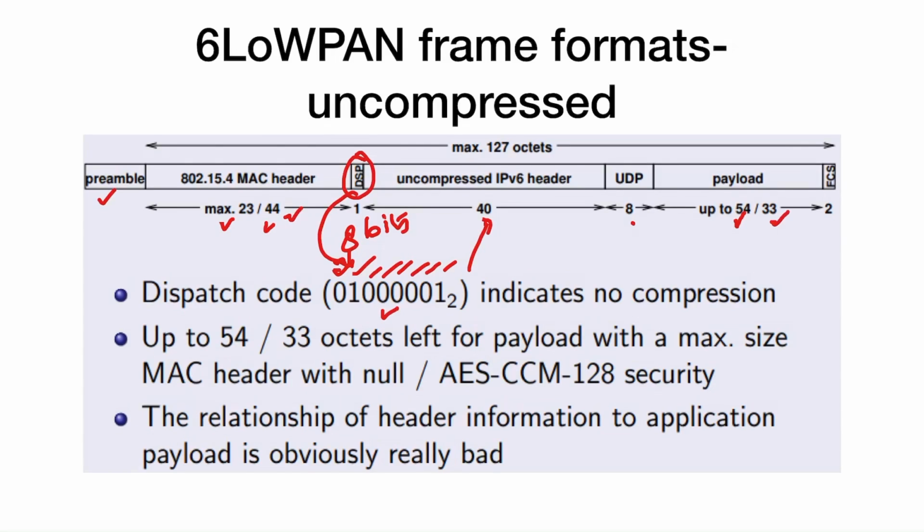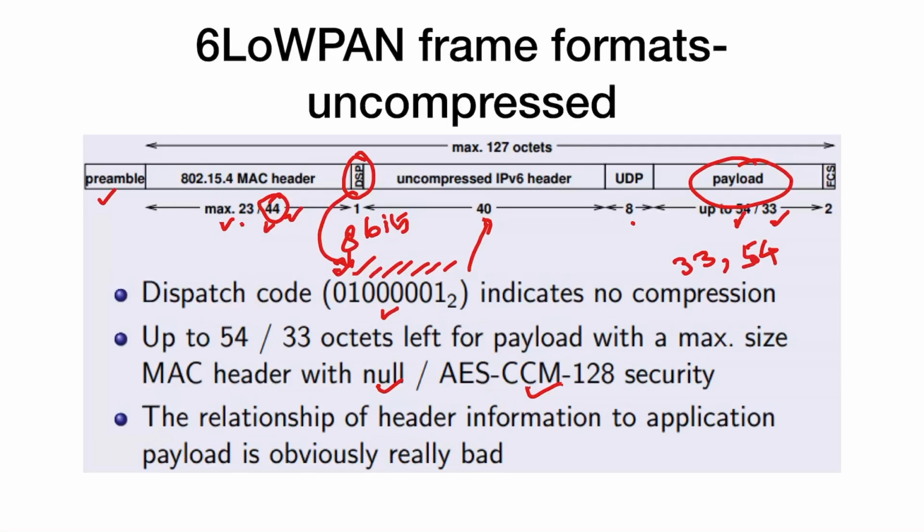Then finally we are ending it. That is the frame structure. Up to 54 or 33 octets are left for payload with the maximum size, with null or AES-128 encryption. So that means 23 is without any security and 44 is for AES encryption. This is how uncompressed 6LoWPAN happens. Because the IPv6 is uncompressed, the payload is only up to 33 bytes with security and 54 bytes without security.